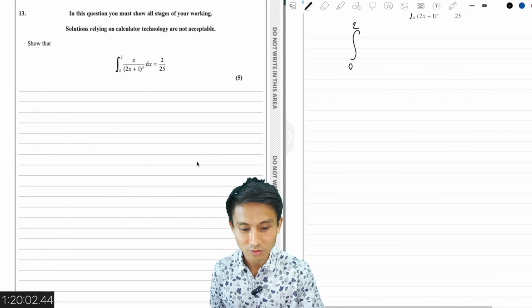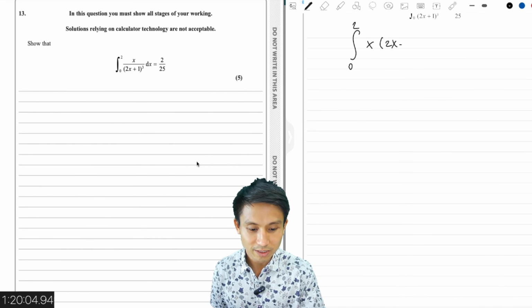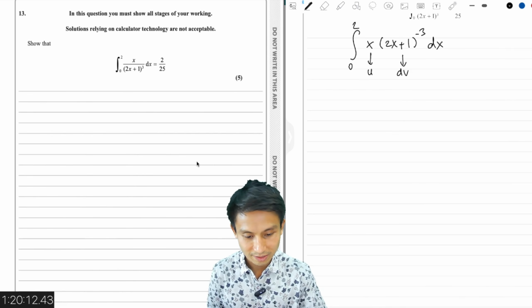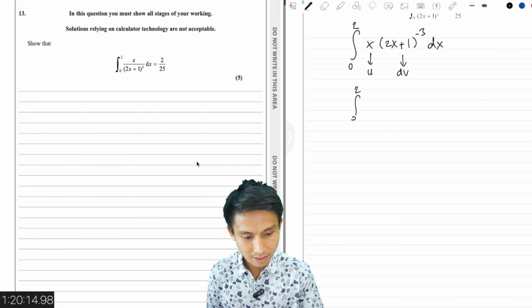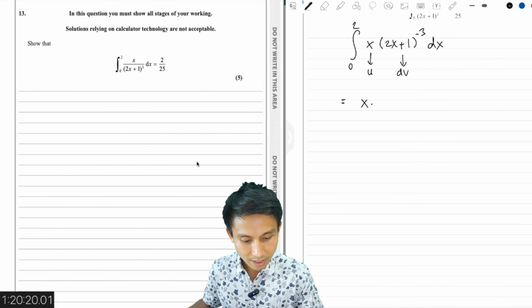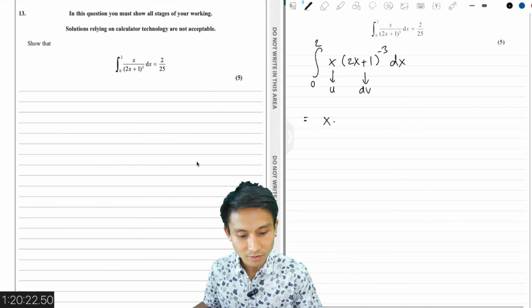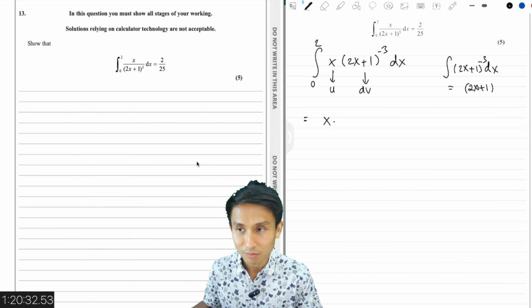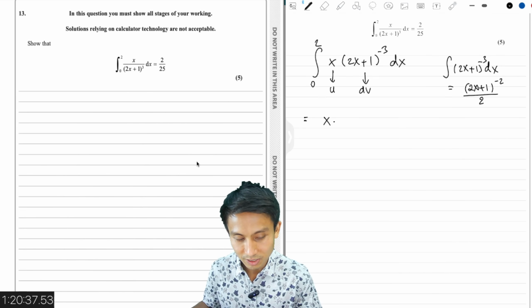So this is the integral of 2x times (2x plus 1) to the power of minus 3 dx. So I'm going to make this u, make this dv, because we can. Then that's going to be equal to u times v. So v would be, you integrate this, you would get the same thing to the power of the power added by 1, so you get minus 2, but you have to divide using reverse chain rule by 2.